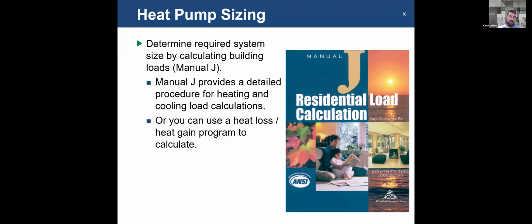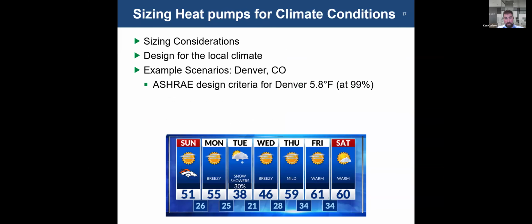So what do we actually do when we do a Manual J? One, you need to know what your design criteria is, right? Since we're talking about Colorado, I'm just going to pick Denver, it's a major city, major hub. Your ASHRAE design criteria for Denver is 5.8 degrees at the 99th percentile. So what does that actually mean? Where do we get that number from?